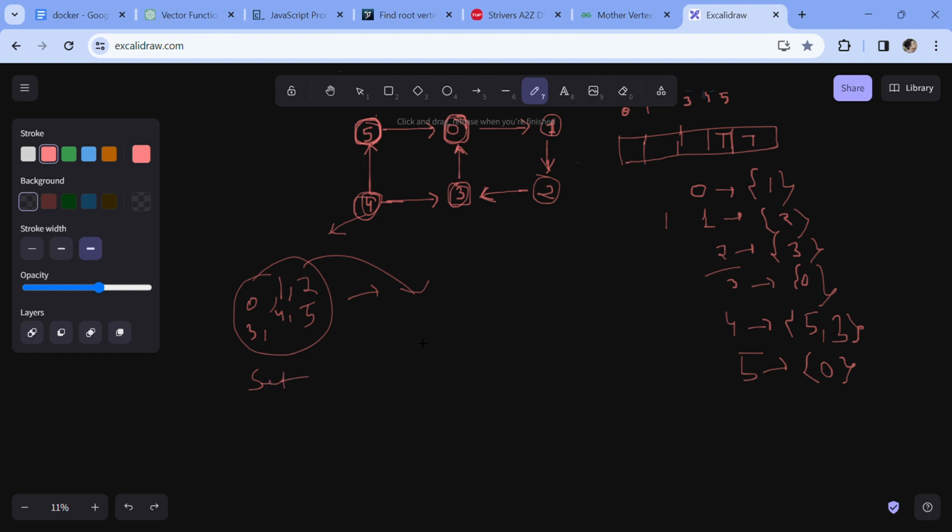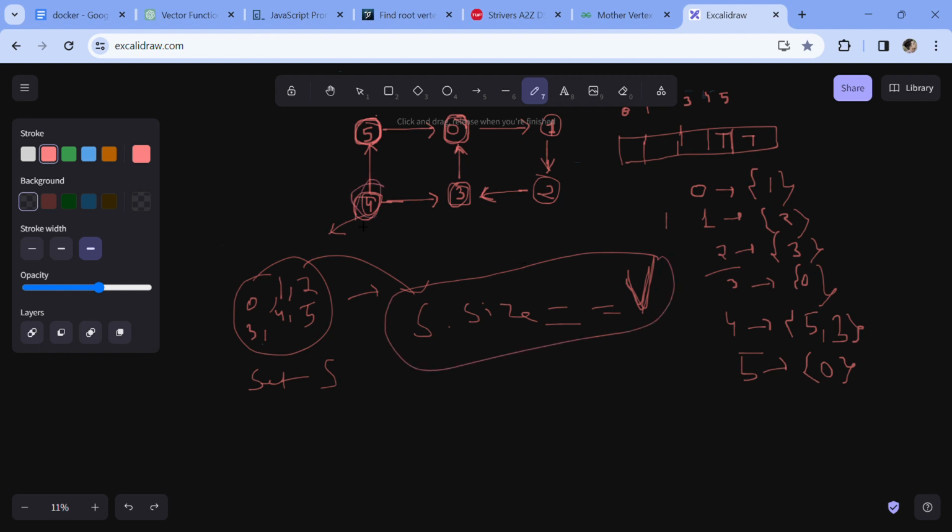The size of this set will be equal to the number of our given nodes. So s.size, let's say this set name is s, is equal to our vertex count.